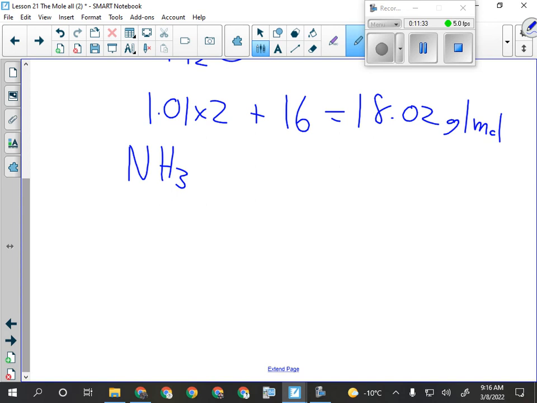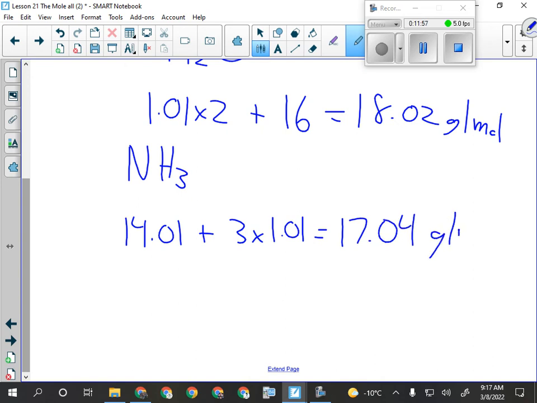Okay, how many nitrogens are there in this compound? 1. Okay, molar mass of nitrogen, 14.01 grams per mole. How many hydrogens are in this? 3. Okay, so I'm going to go 3 times the molar mass of hydrogen, which is 1.01. So I'm going to get 17.04 grams per mole. I think that's right. I did that in my head, which is dangerous, but I think that's what it is. Is that terribly hard?